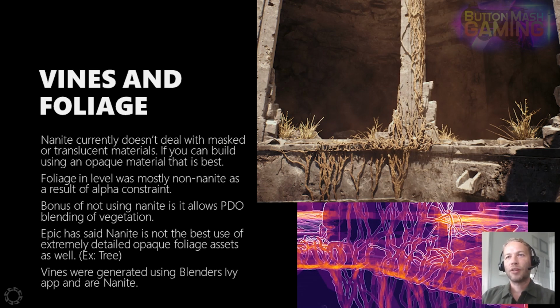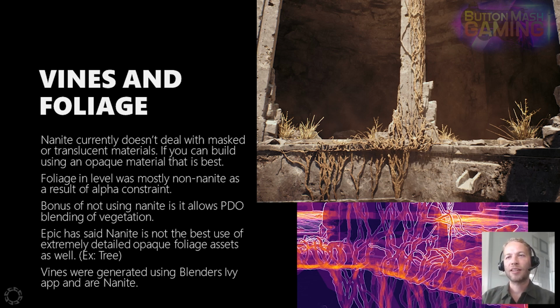Vines and foliage. So Nanite currently doesn't deal with masked or translucent materials. So if you can build using an opaque material, that is the best. So the foliage in the level is things like the tufts of grass you see there. That is mostly non-Nanite as a result of that alpha constraint. So it is using alpha cards for the tufts of grass. And the additional bonus of that is you're not using Nanite for that grass, so you can use pixel depth offset and things like that to blend the vegetation in with the ground. And the ground is Nanite. But things like PDO, pixel depth offset, are not supported on Nanite. So that was another win, another reason to not go with Nanite for the grass.